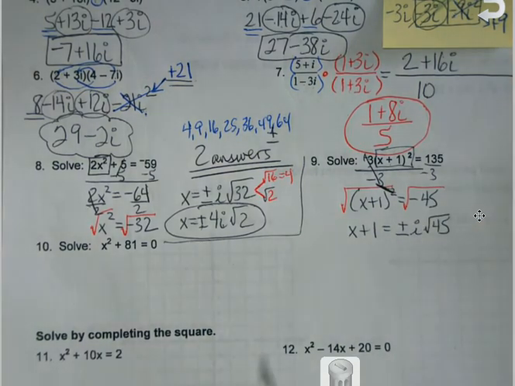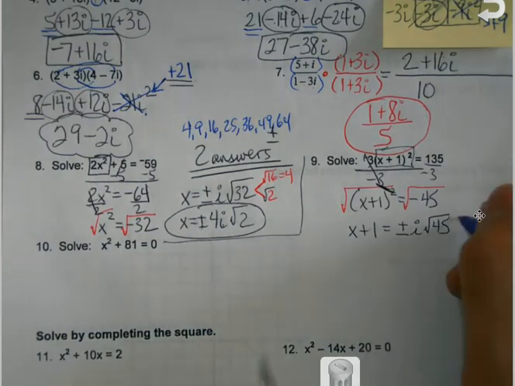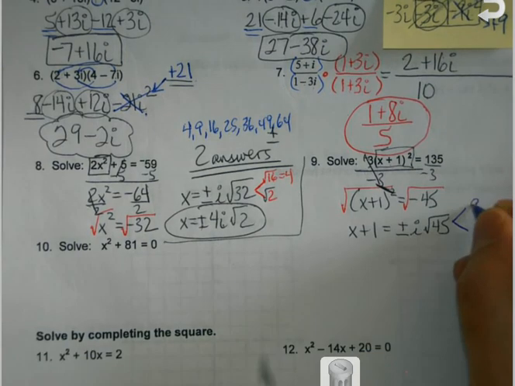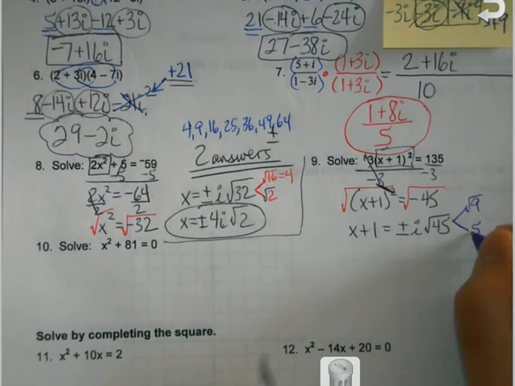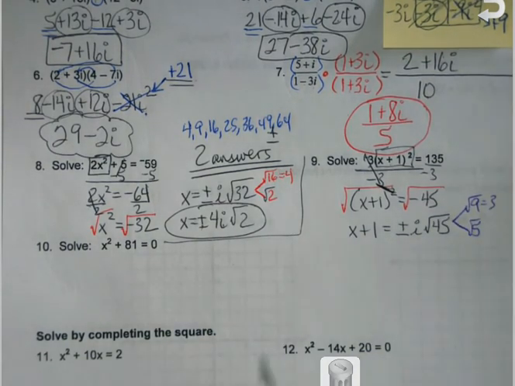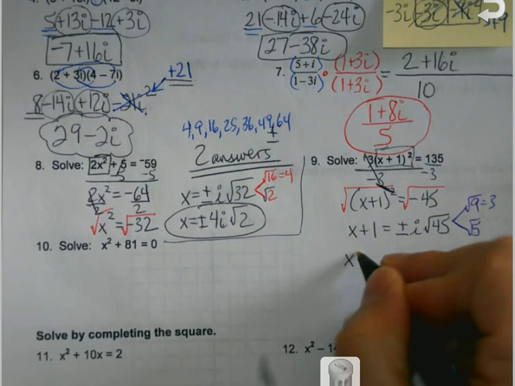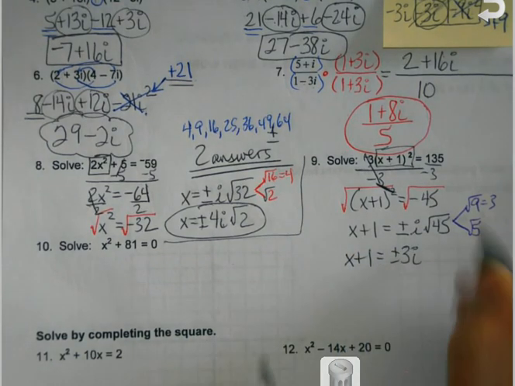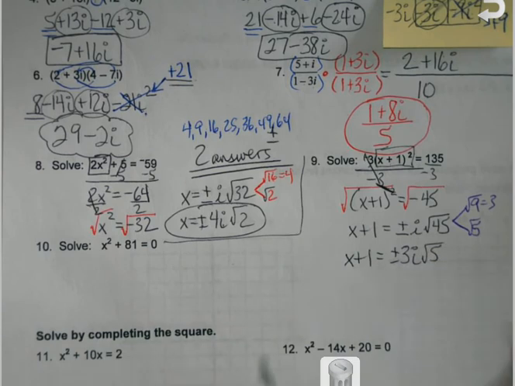You know my next question. Does the 45 break down? I'll give you a hint. Yes. What number from my list is a factor of 45? 9. So 9 and 5. Square root of 9 is 3. So that gets to hang out with i. And the 5's still underneath.